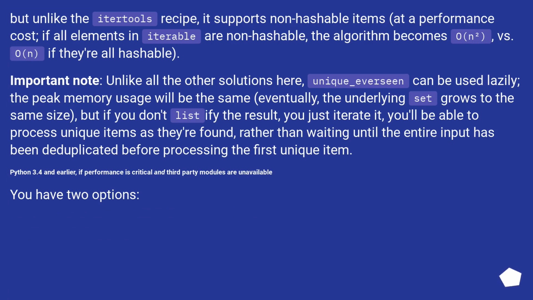Important note, unlike all the other solutions here, unique_everseen can be used lazily. The peak memory usage will be the same. Eventually, the underlying set grows to the same size. But if you don't listify the result, you just iterate, you'll be able to process unique items as they're found, rather than waiting until the entire input has been deduplicated before processing the first unique item.